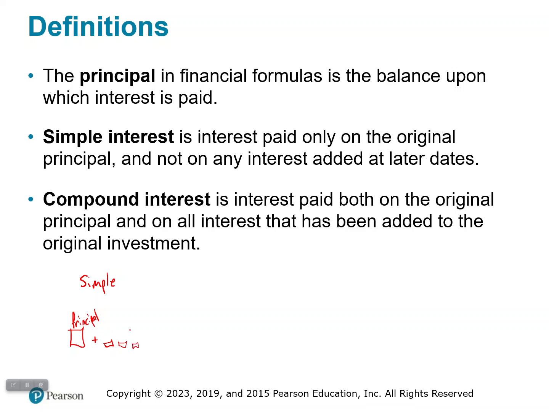But with compound, you have your stack of principal, and then you add your little stack of interest. But now you're going to add interest on the original principal, and that first interest is going to add a slightly bigger amount of interest. And so now we're adding interest on top of principal and interest, and this is always how you want banks to pay you.